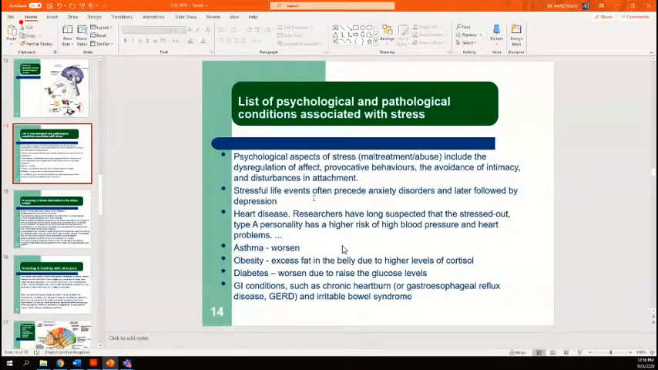And most of these stressful events will then proceed to become anxiety. The events go from initially avoiding people and becoming withdrawn, to provocative behavior, and then finally proceed to become anxiety, and later depression.